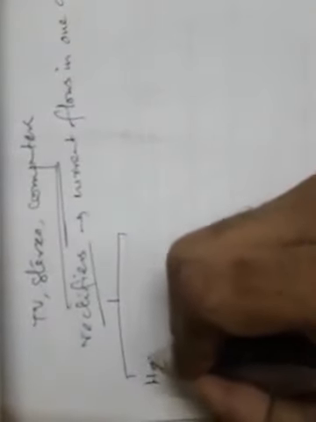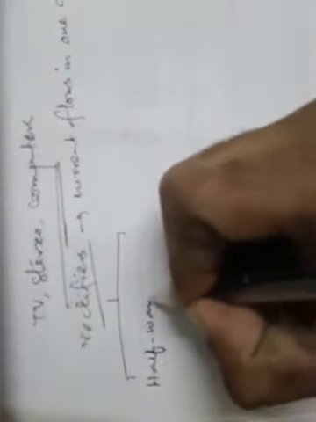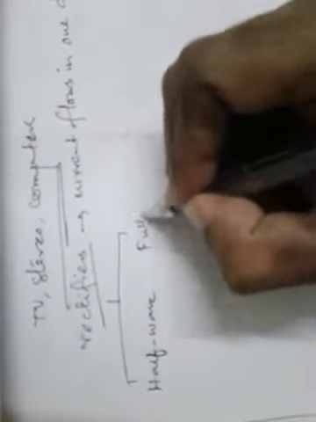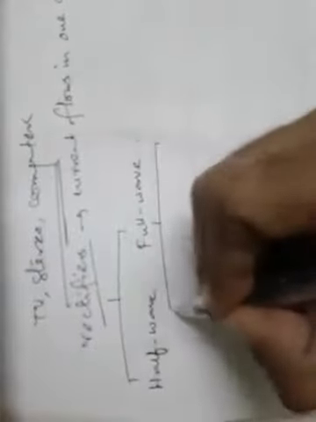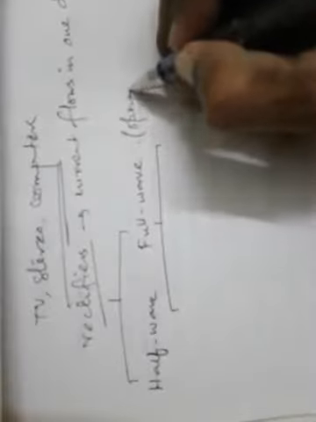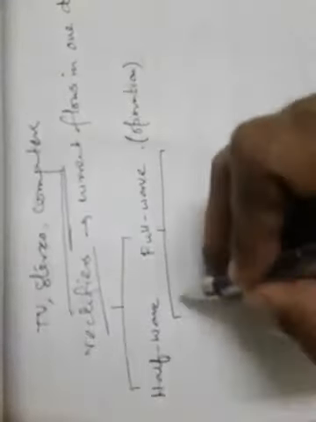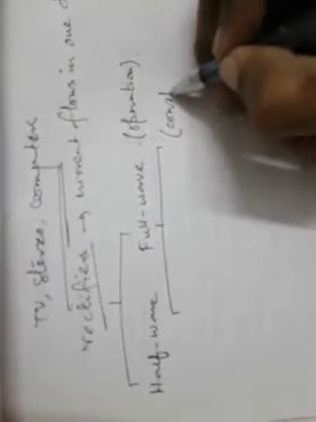So let us see how this can be achieved, and for that we need to classify the rectifiers in two types. One is half wave, another is full wave. This classification is based on the operation, and this full wave based on the construction.